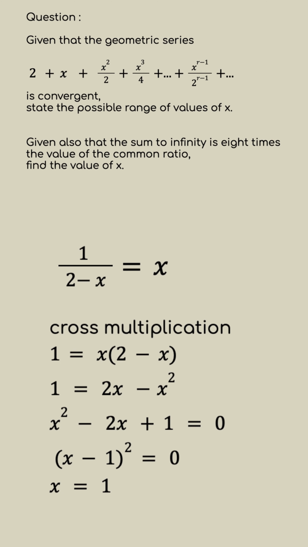When we do cross multiplication, we get 1 equals x multiplied by 2 minus x. Then we expand the right-hand side. 1 equals 2x minus x squared. We shift all the terms to the left-hand side. x squared minus 2x plus 1 equals 0. Then we factorize the left-hand side. x minus 1 squared equals 0. x equals 1.